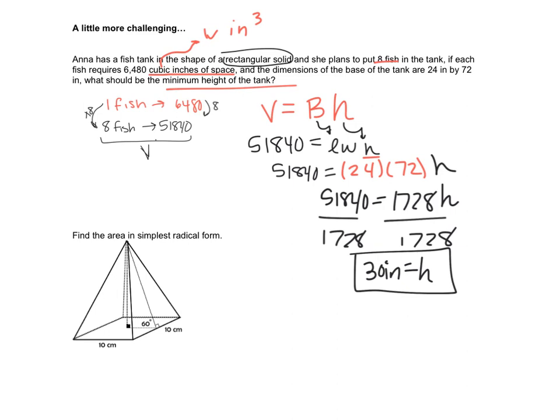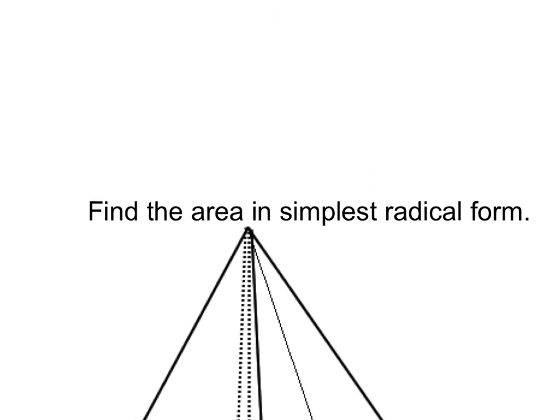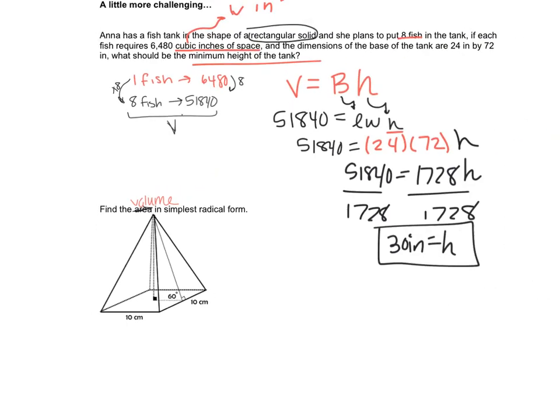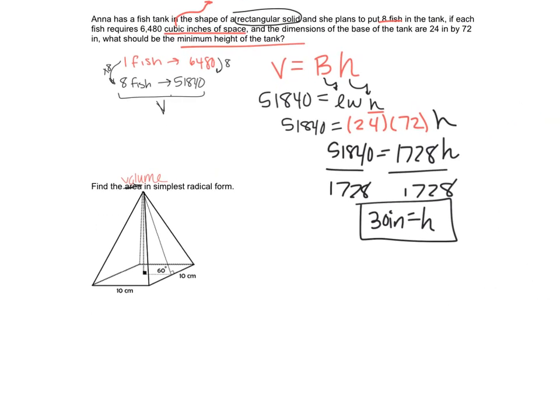Okay. The next question is actually a typo. It shouldn't say find the area, it should say find the volume. So find the volume in simplest radical form. This is a challenging question. So here's what I'm actually going to ask you to do. This is a pyramid, so we know our volume is going to be 1/3 BH. Here's the issue. We don't know our height.